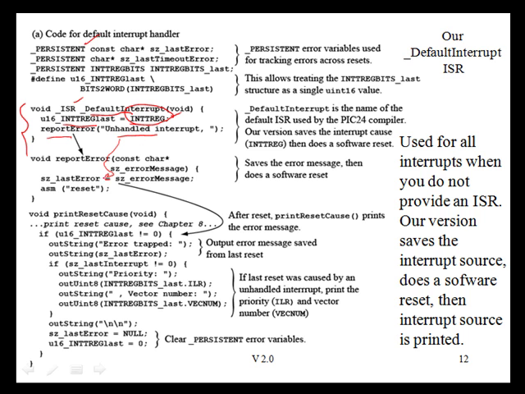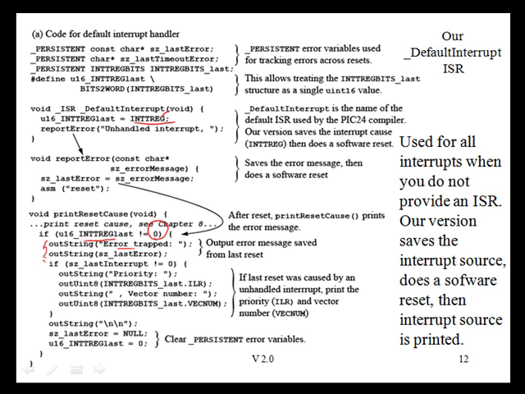Report error is going to copy the string into another persistent variable, and then it's going to execute a software reset. The software reset is going to cause the processor to re-execute the C runtime code, and then go ahead and re-execute our main, which will eventually call the print reset cause library function. This print reset cause library function is going to detect that this persistent variable here is non-zero because we copied this information into it, and so it knows that the last reset was an error trap.